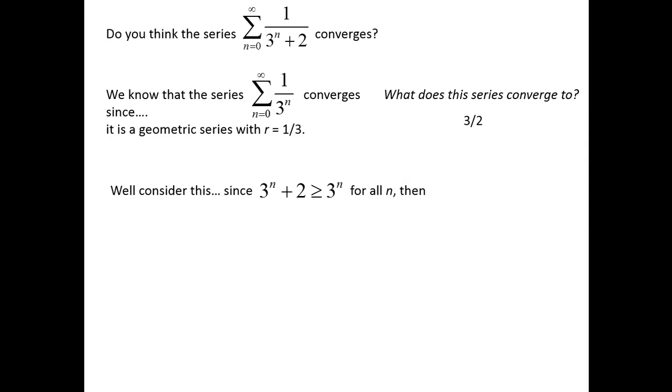Consider this. Since 3 to the n plus 2 is greater than or equal to 3 to the n for all n, then do you agree that 1 over 3 to the n plus 2 would be less than 1 over 3 to the n? Think about that for a second. The denominator here is larger than the denominator here, therefore this fraction is smaller.